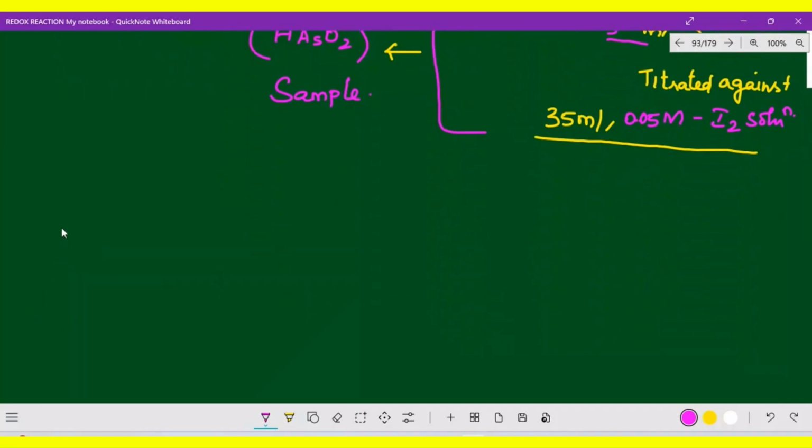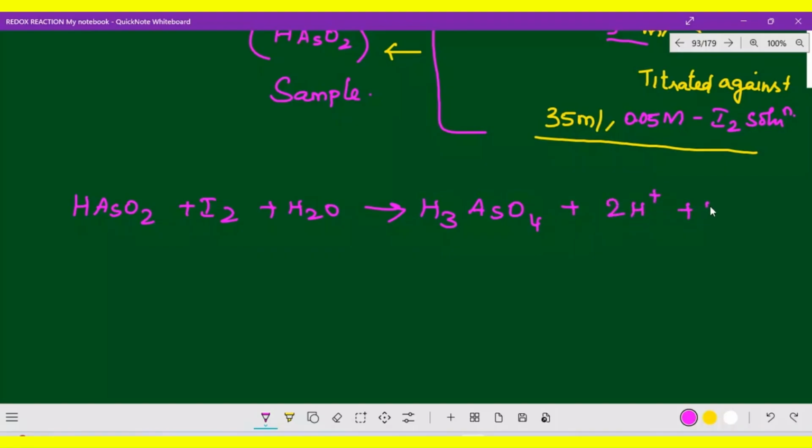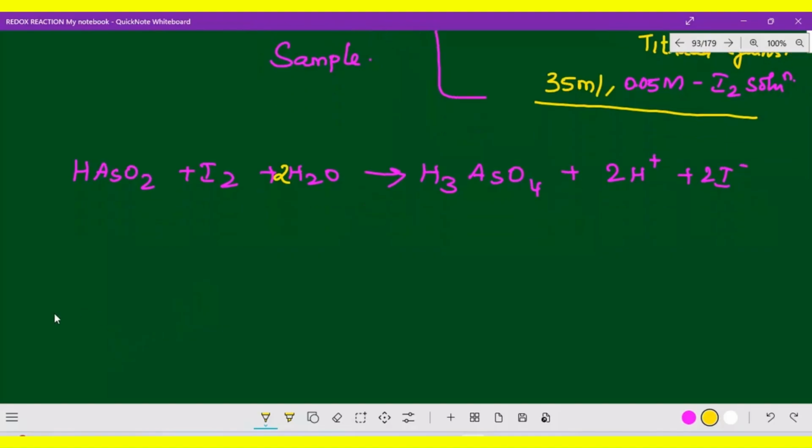Right now here, arsenous acid HAsO2 combined with iodine with water. So you will get H3AsO4 plus 2H+ plus 2I-. Here balancing, actually here 2 you will get it. Here you will get 2, right? Yes, is it balanced? H3. Yes. Right now here in that, 1 mole of HAsO2 reacts with 1 mole of iodine.